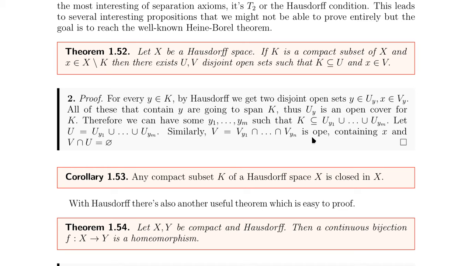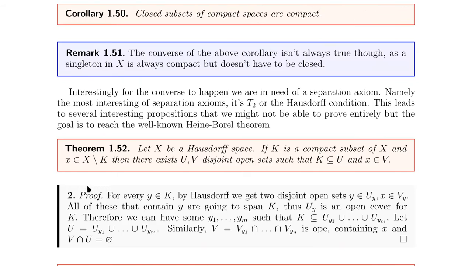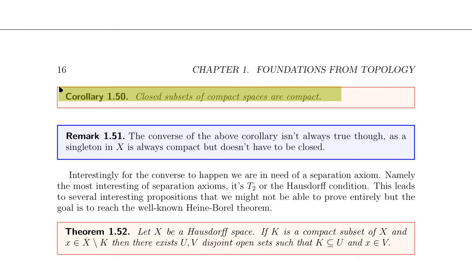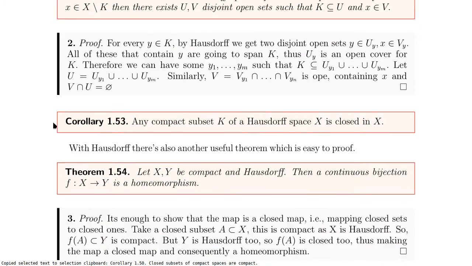And in this too, you get this corollary, which is very important in a lot of cases, that a compact subset of a Hausdorff space is closed, right? So this corollary is the converse of the corollary that we wanted, but you're not going to have it for general cases, so you need the Hausdorff condition.